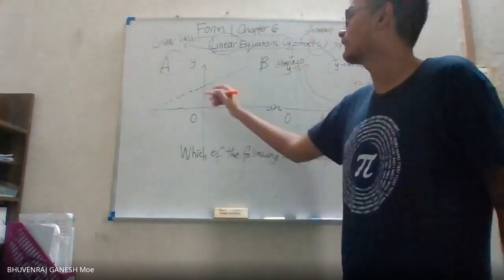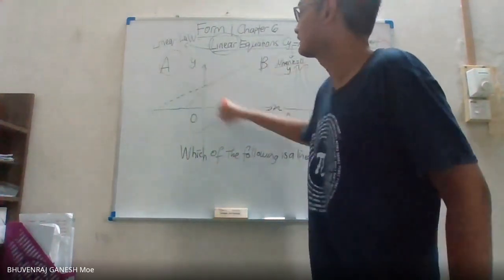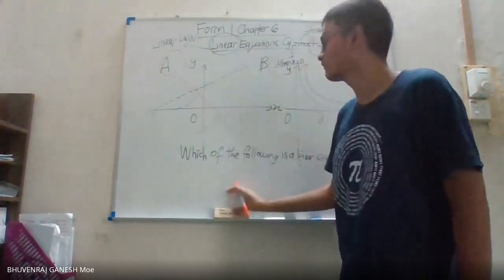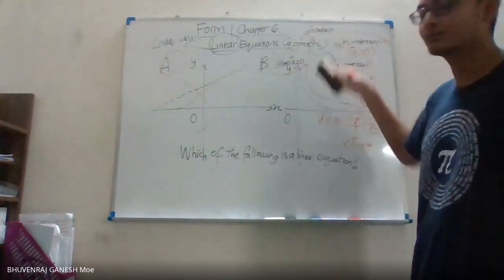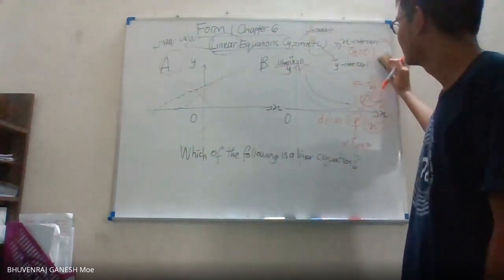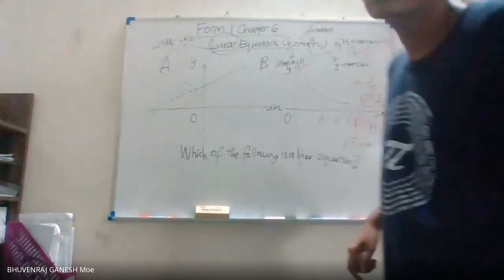The graph can be anywhere. It can be here, it can be here, as long as it's a straight line, that would be a linear. As long as it can form this kind of equation, then it should be linear. So this is the first part. Take a picture of this. It's the basic one.